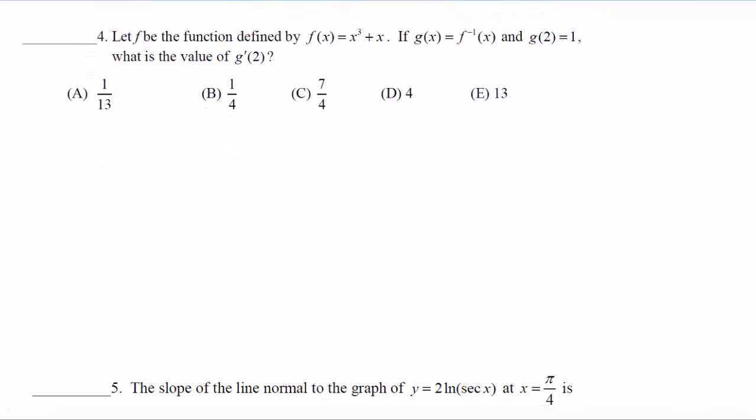Alright, number 4. Let f be the function defined by f of x equals x cubed plus x. G is the inverse of f. G of 2 equals 1.